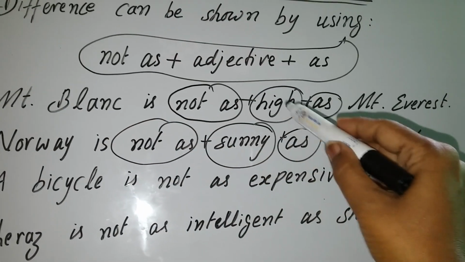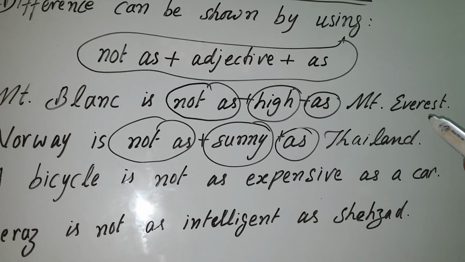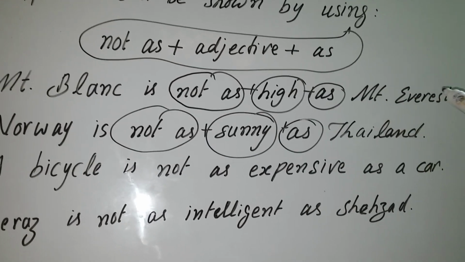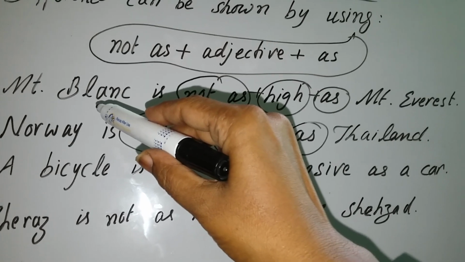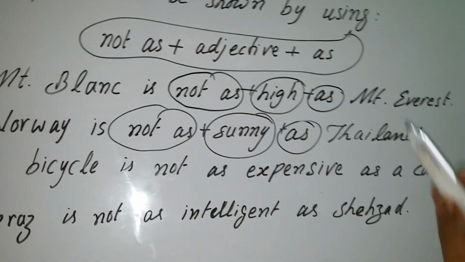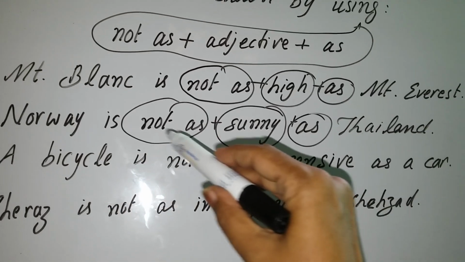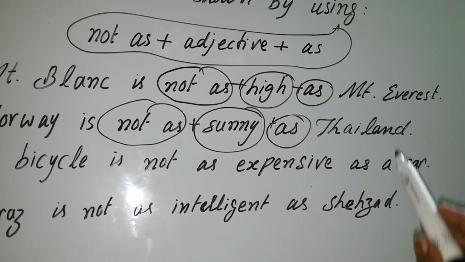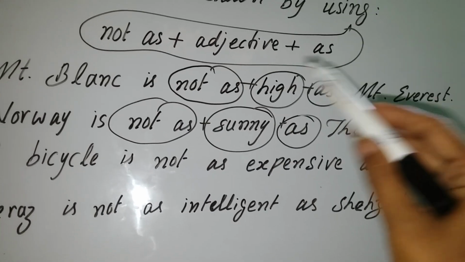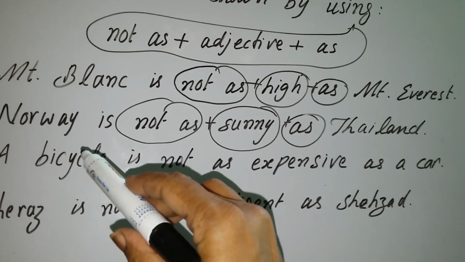Mount Blanc is not as high as Mount Everest. It means Mount Everest is higher than Mount Blanc. Norway is not as sunny as Thailand. It means Thailand is sunnier than Norway.